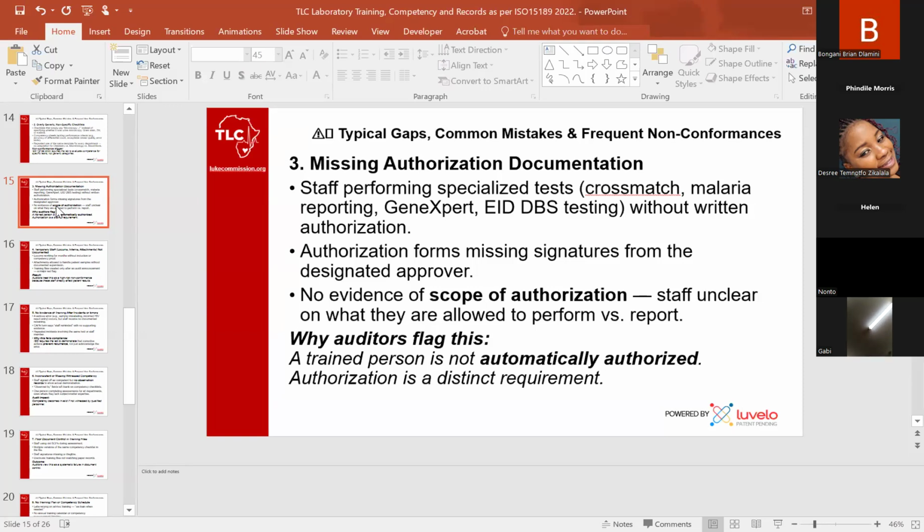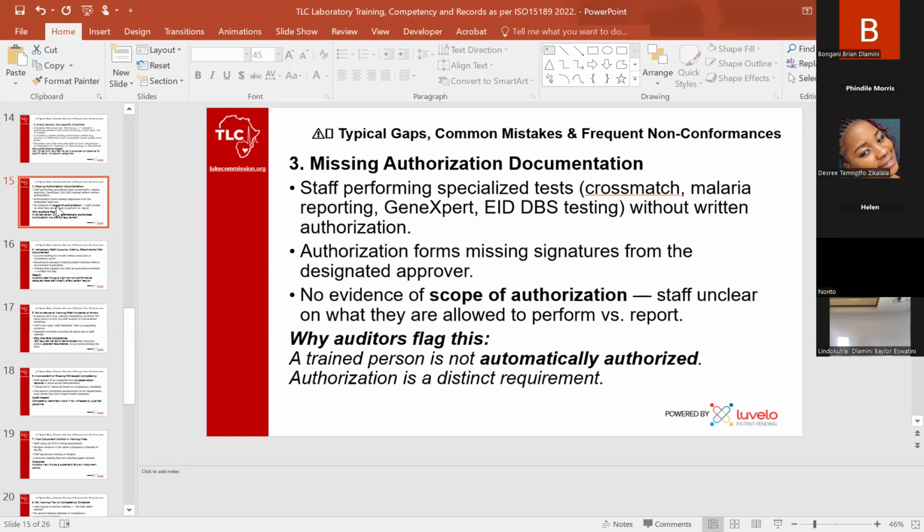Authorization forms are missing signatures from the designated approver, and that's a big no-no. No evidence of scope of authorization. Staff are unclear on what they are allowed to perform and what they're allowed to report. Why do auditors flag this?